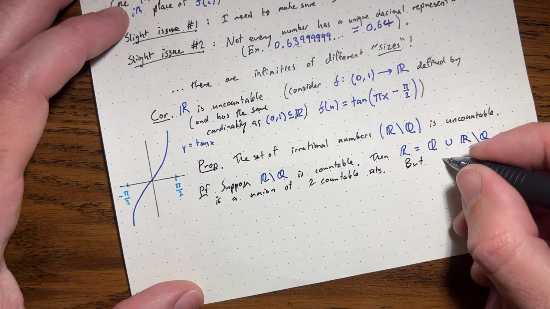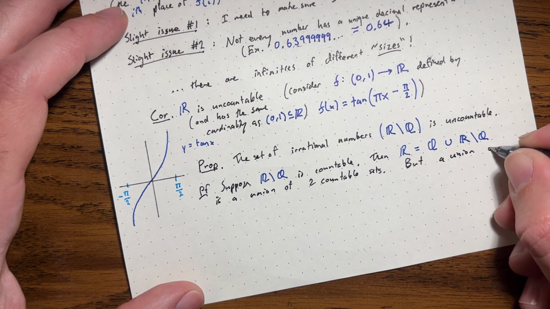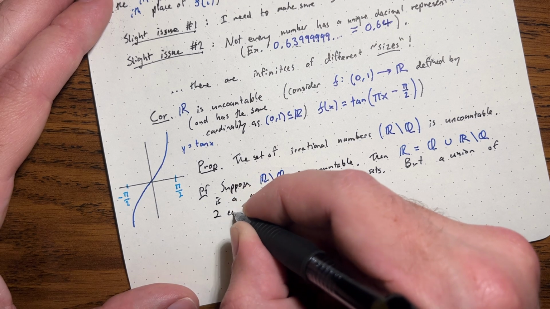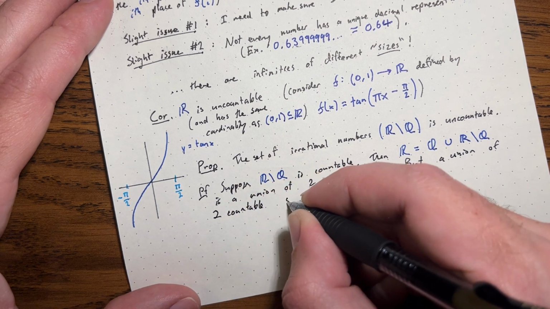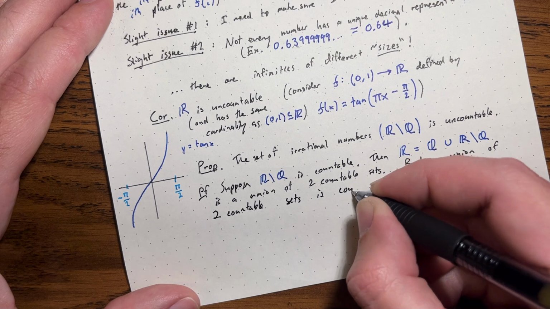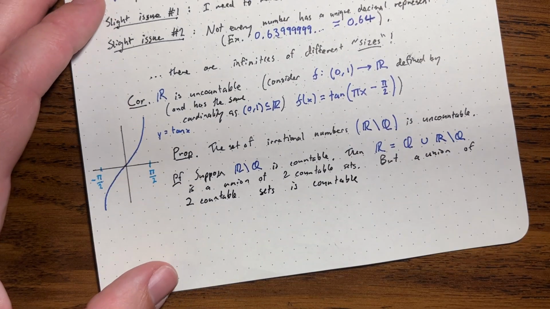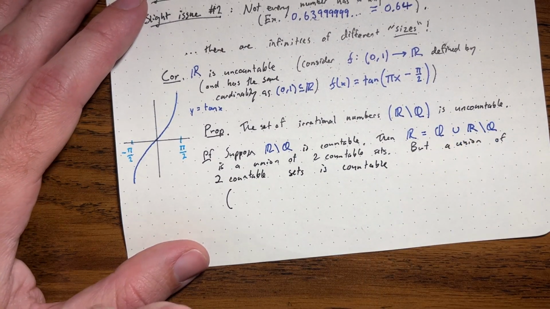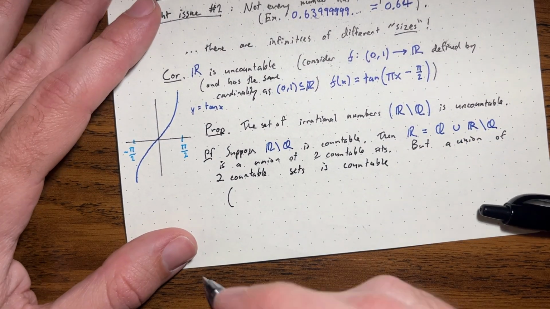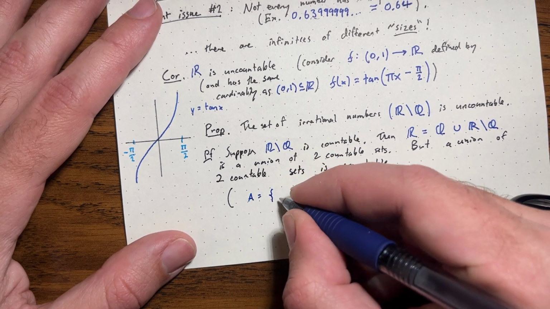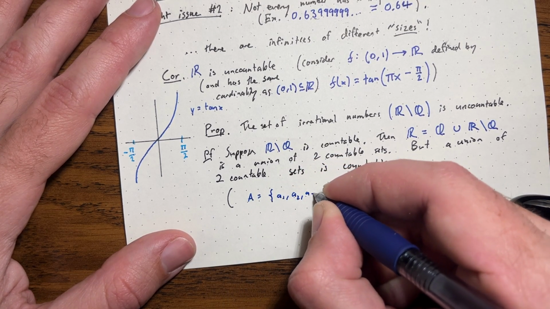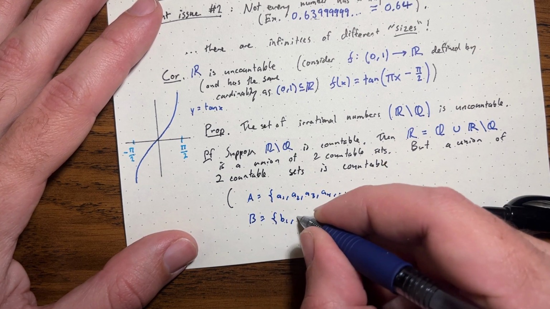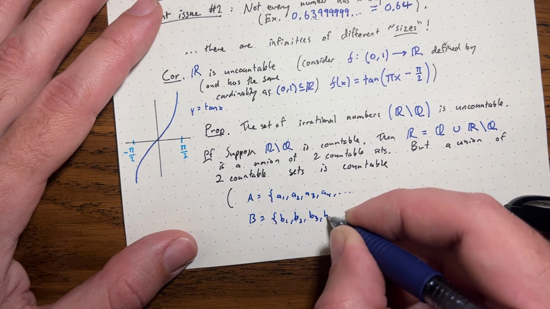So R is a union of two countable sets. But a union of two countable sets is countable. Why is that, by the way? Let's sketch that really quick. So why is it when you take a union of two countable sets that it's countable? Well, suppose A is one of them, and for it to be countable, remember, that's a very tangible thing. It means we can list out the elements. And let's suppose B is the other one, so B1, B2, B3, B4.